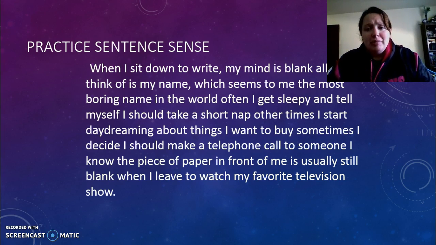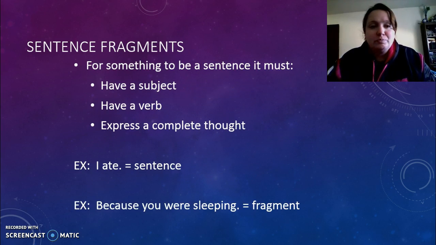When I sit down to write, my mind is blank. All I can think of is my name, which seems to me the most boring name in the world. Often I get sleepy and tell myself I should take a short nap. Other times I start daydreaming about things I want to buy. Sometimes I decide I should make a telephone call to someone I know. The piece of paper in front of me is usually still blank when I leave to watch my favorite television show. Major issues in this, like you can't even tell what's going on.